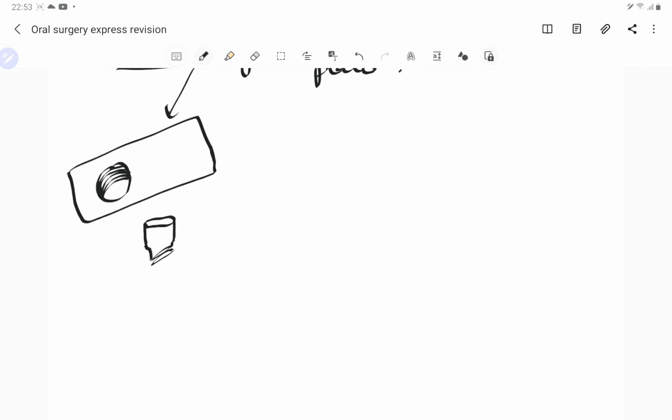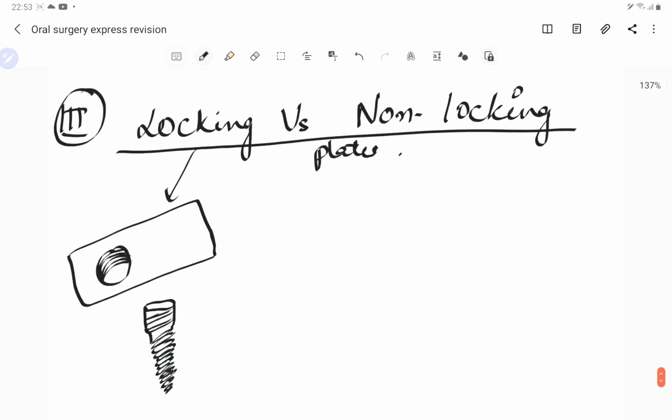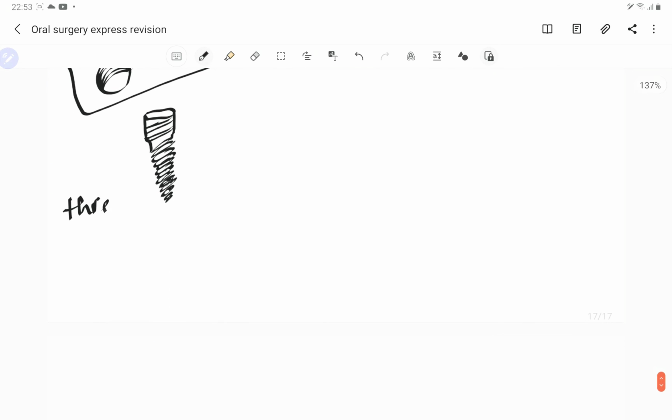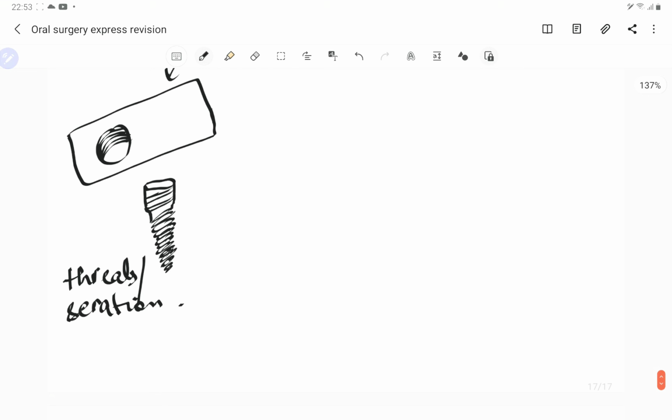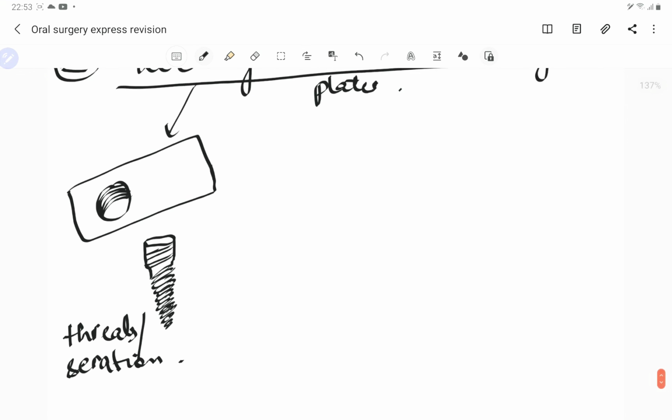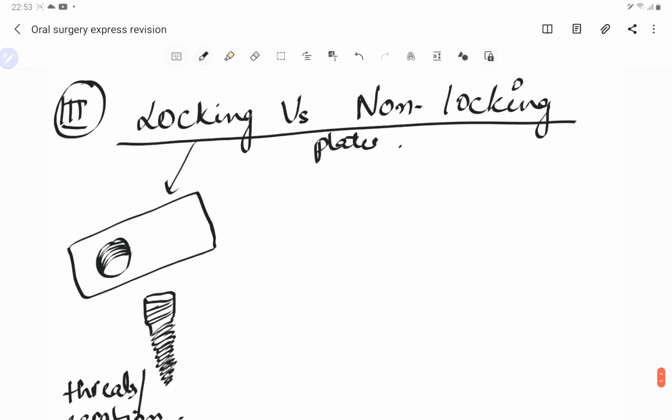So guys, this is the screw. The screw head also has threads or serrations, you can say. So the locking ones have threads or serrations in the screw head and also in the hole of the plate, so that the screw gets into the plate and engages very tightly. So this is for the locking. There are no chances of infection since it is locked very nicely. This is the added advantage of the locking plate over the non-locking plate.